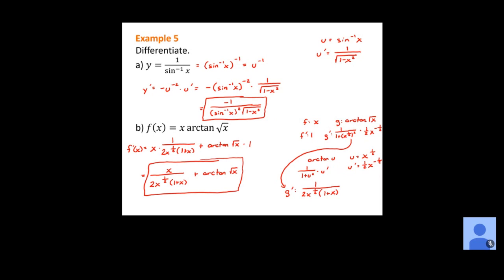Oh, the other thing the book did, they combined the x to the first and the x to the 1/2 in the denominator. You could do that too. That would just give you a square root of x up top, and the x to the 1/2 in the bottom would go away. So there's a few different ways you could simplify that if you wanted to. Any questions on that one, though?